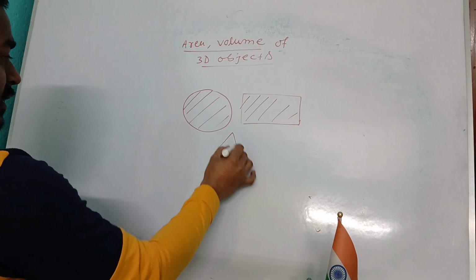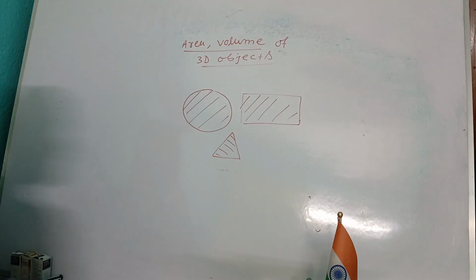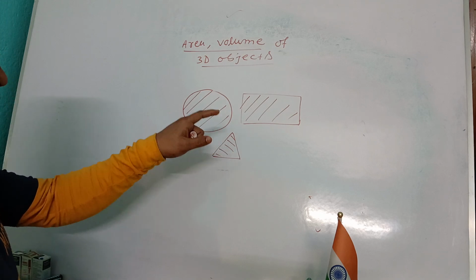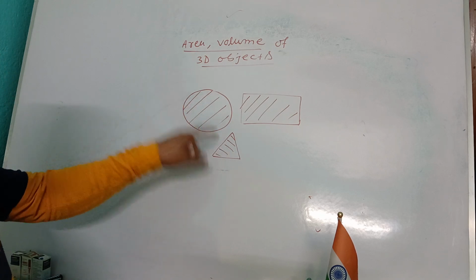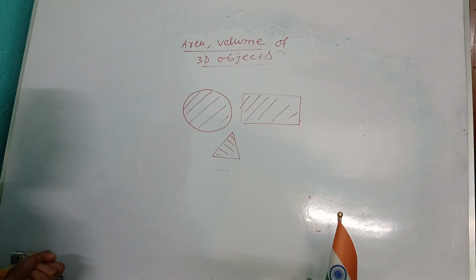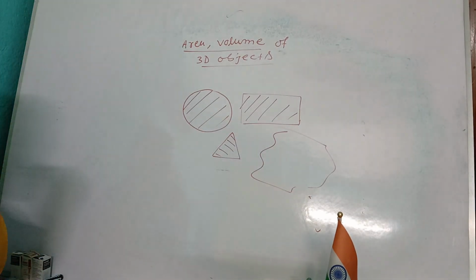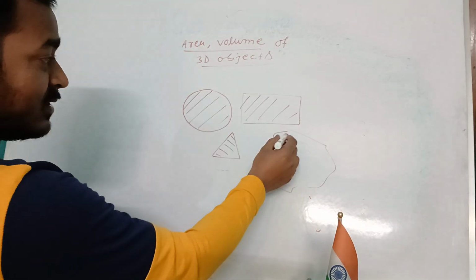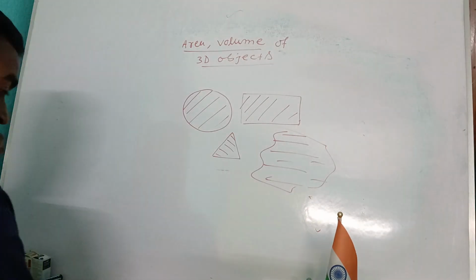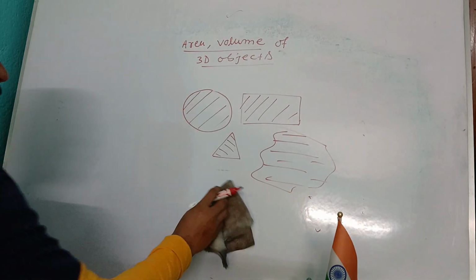What is the area of this geometrical figure? It is the region bounded by that particular geometrical shape, maybe regular, maybe irregular, it doesn't matter. If this type of shape is given, the area is the region bounded by it. This is also the region bounded by this.